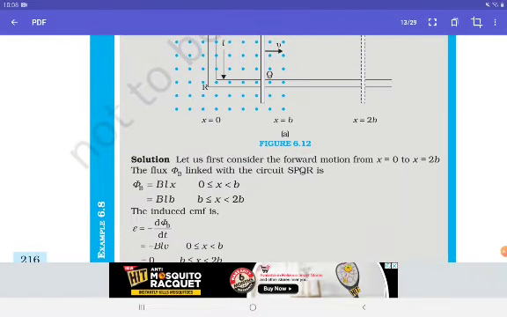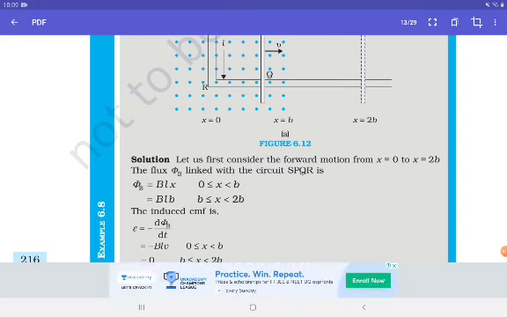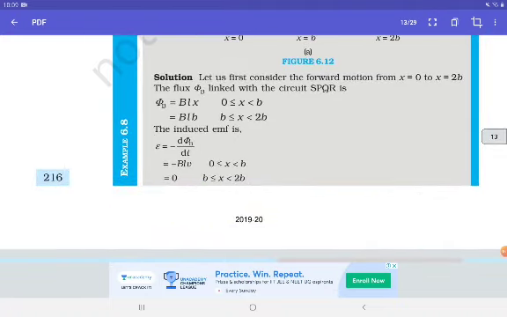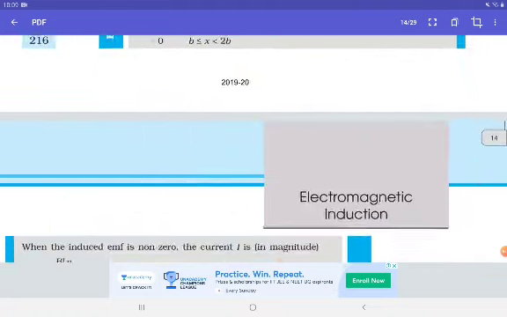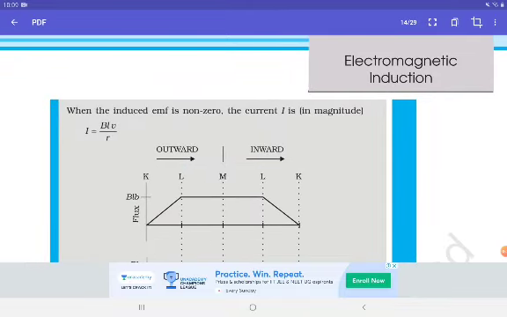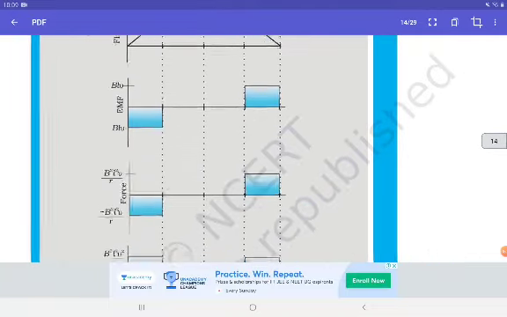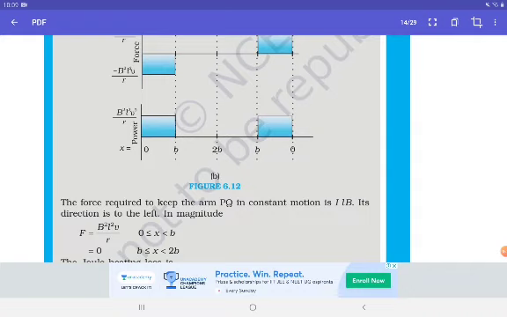So let us first consider the forward motion from x is equal to 0 to x is equal to 2b. The flux phi B linked with the circuit SPQR is phi B is equal to BLx for x from 0 to b, which is BLb at x equal to b. The induced EMF is epsilon is equal to minus d phi by dt is equal to minus BLV, and it is equal to 0 beyond b. When the induced EMF is non-zero, the current I is in magnitude I is equal to BLV divided by R. So here we have the figure, which is outward and inward for different values of x.